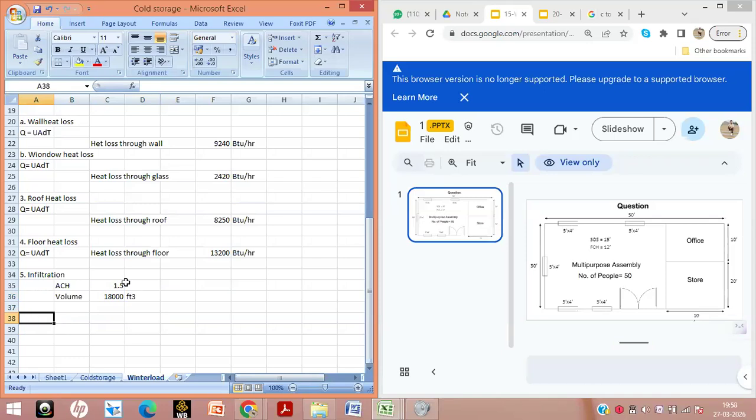Okay, sure then. Now we need to calculate the airflow, which is nothing but CFM. We already know the correlation: CFM is volume times ACH divided by 60. This is the correlation, and the same thing we are going to use.